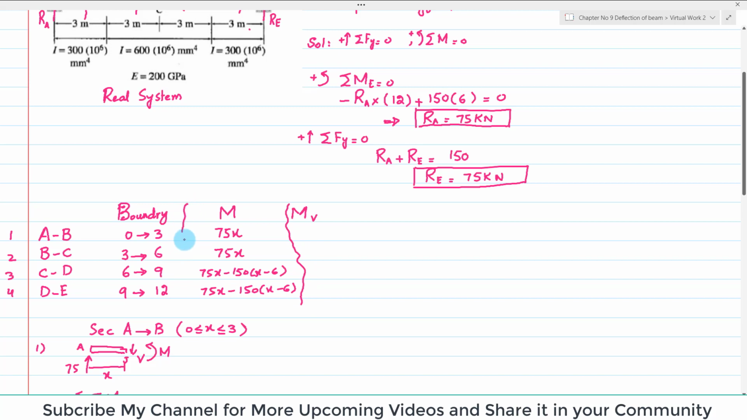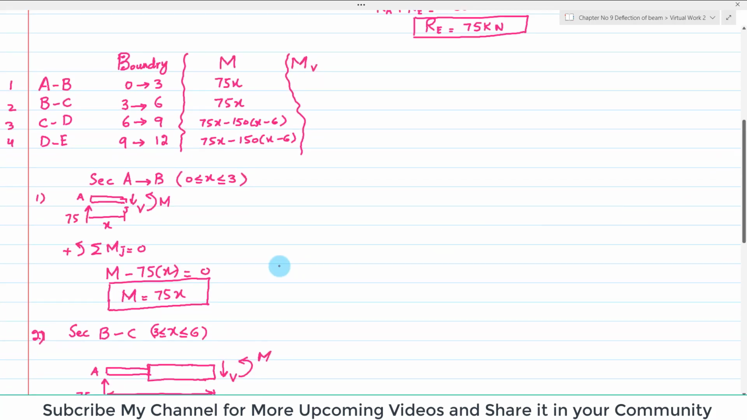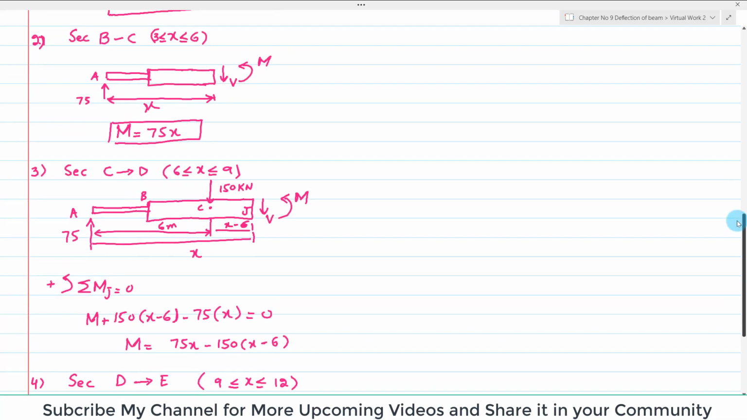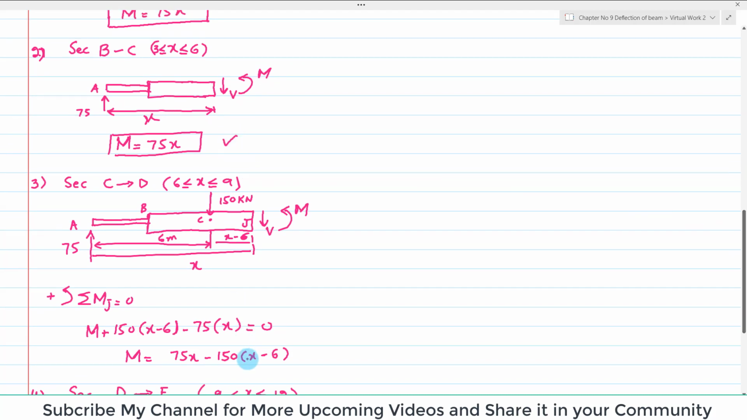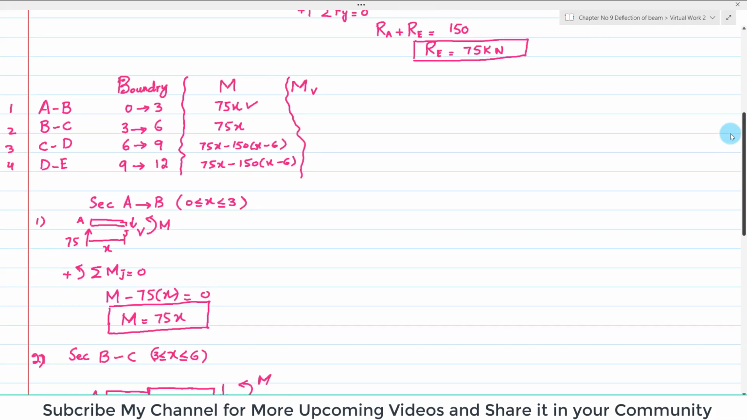I will draw a line. Okay, now I will also check from A to B, this is 75x, clear. From B to C, again it is 75x. From C to E, it is this one: C to D, and D to E are also this.